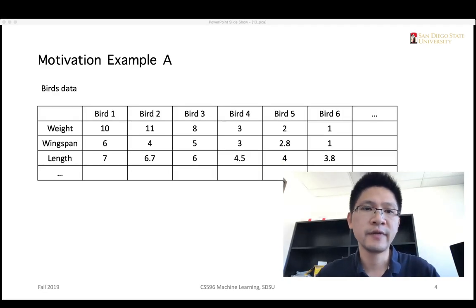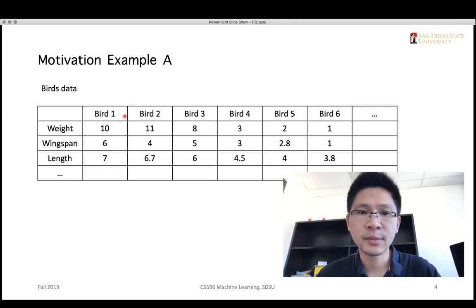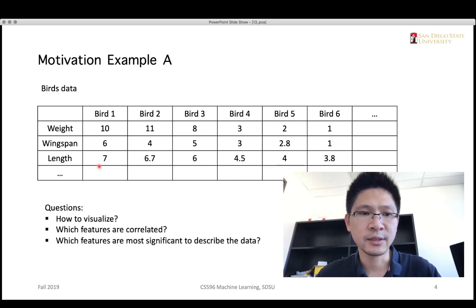Okay, so now let me give an example of high dimension data sets. If you look at this data set of birds that describe the weights, the wingspan, the length of several different kinds of birds, given these data sets, you may wonder how you can visualize the data. Because you have more than two dimensions. If it's a 2D data set, you can easily plot all the data points on the x-axis and the y-axis. But when it has more than two features, to visualize the data sets is not an easy task.